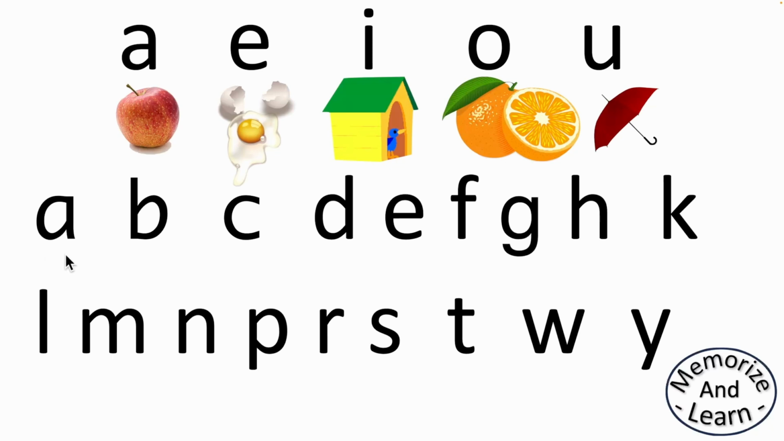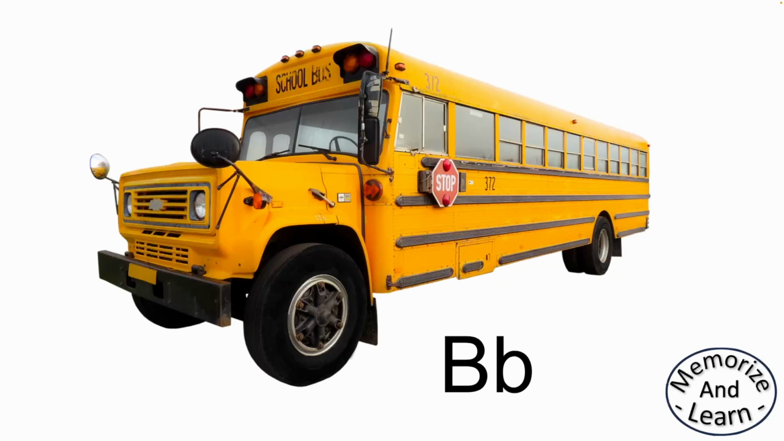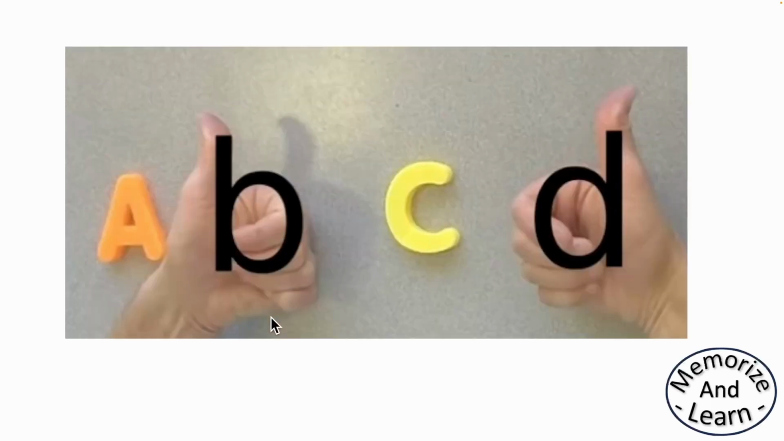What is the short sound for this letter? A like apple, and the long sound is A. B is a new letter. B is easy because when you say the name B, at the beginning of the name you can hear the sound B. The word bus starts with the sound B. Many people have trouble with B, D, and P.